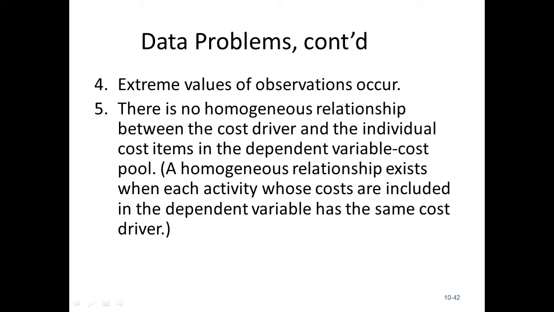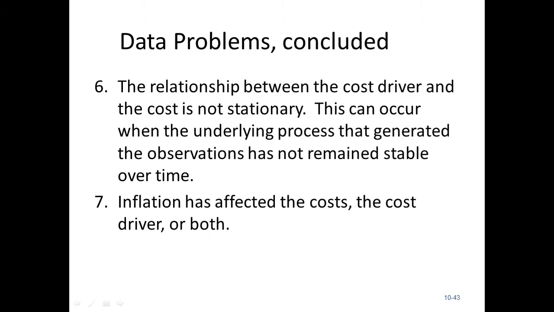And then suppose there's no homogeneous relationship between the cost driver and the individual cost items in the dependent variable cost pool. This idea of a homogeneous relationship exists when each activity whose costs are included in the dependent variable has the same cost driver. And so what the analyst should do under those circumstances is to estimate the cost separately for each activity or estimate the cost function with multiple independent variables using multiple regression.